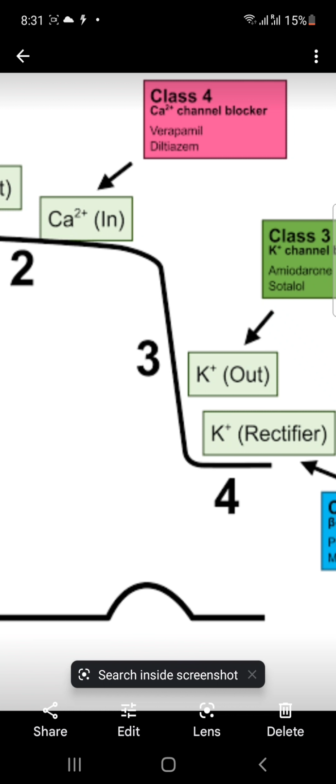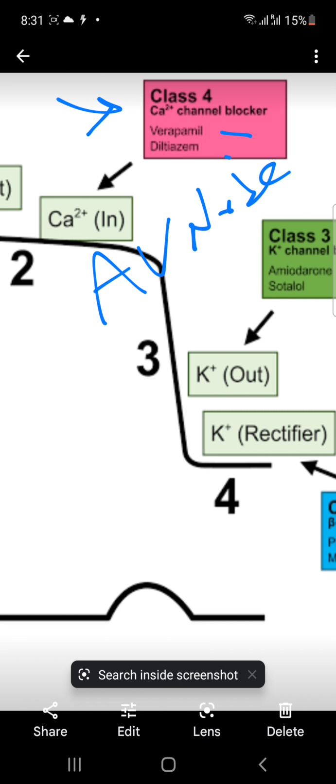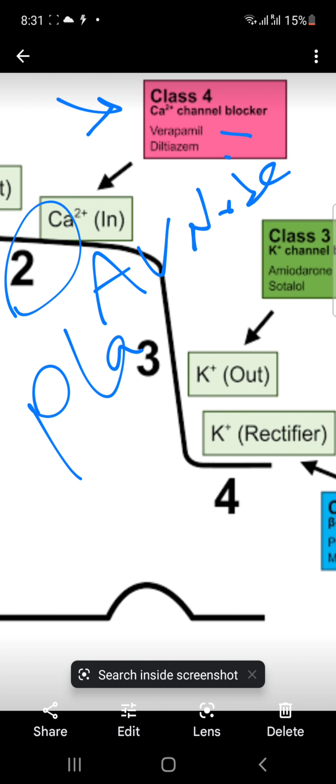Then class 4, calcium channel blockers, such as verapamil and diltiazem. They decrease conduction through the AV node and shorten phase 2, the plateau of the cardiac action potential. They thus reduce the contractility of the heart, so they may be inappropriate in heart failure.